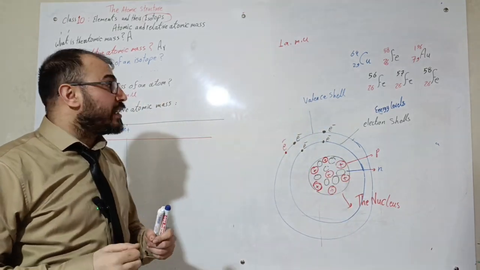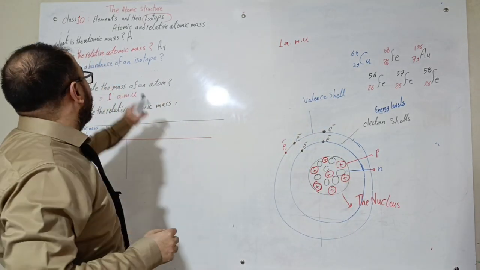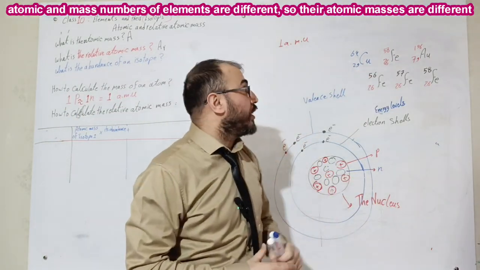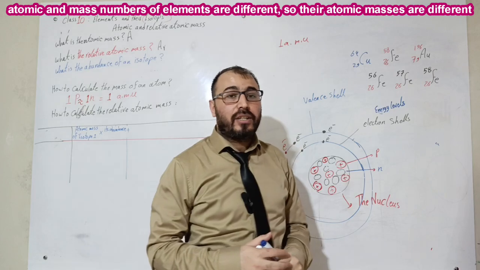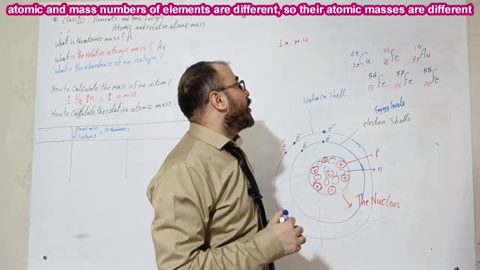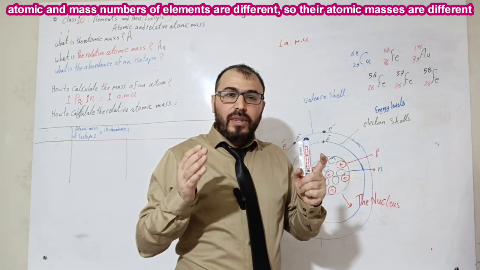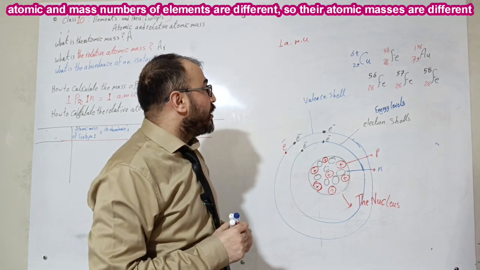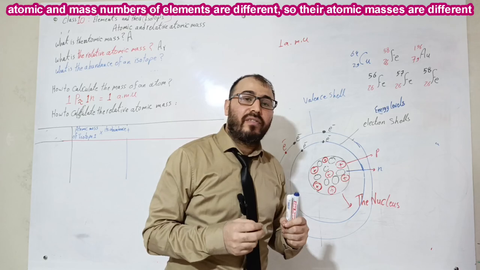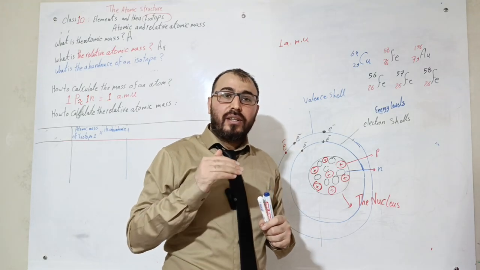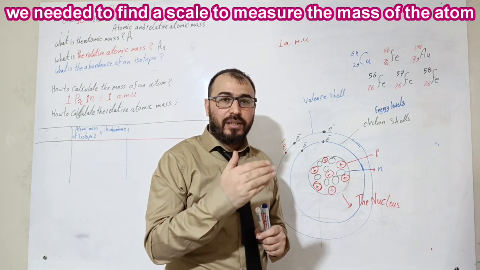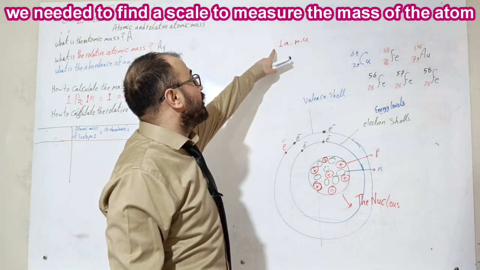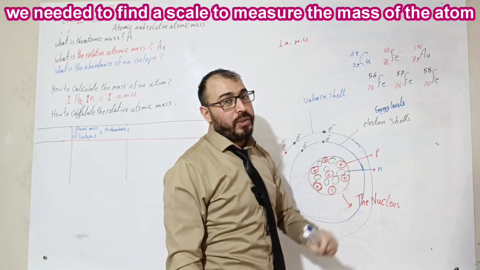Actually, my friends, in the last class, we talked about the atomic mass, and we said that because atoms are different from one another in terms of number of protons, electrons and neutrons, we should put a unit scale to calculate their masses. We said that if we want to calculate the mass of any atom, we should first establish a unit measurement, and that our unit measurement is going to be 1 AMU.